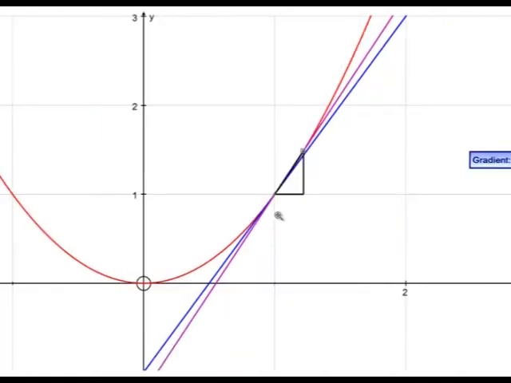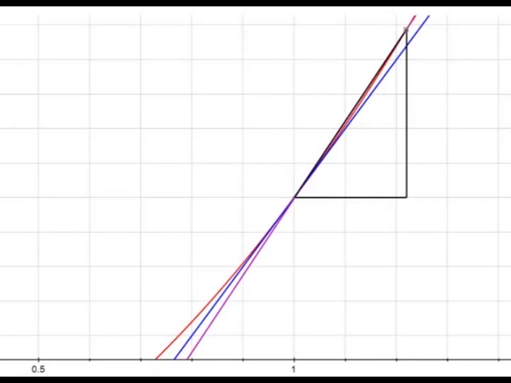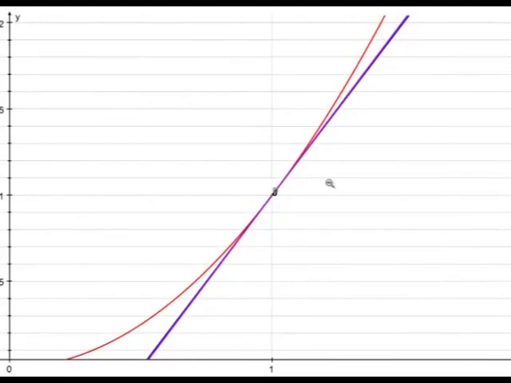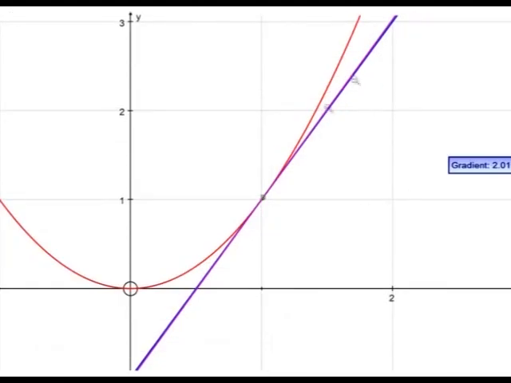If we zoom in on this point and continue moving the second point closer and closer, that red line is getting closer to the tangent line, the blue line. If we zoom back out, we now see the gradient is really close to that of the tangent. So let's see if we can come up with a general argument.